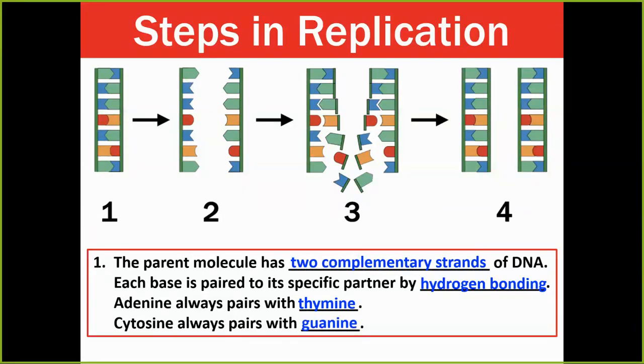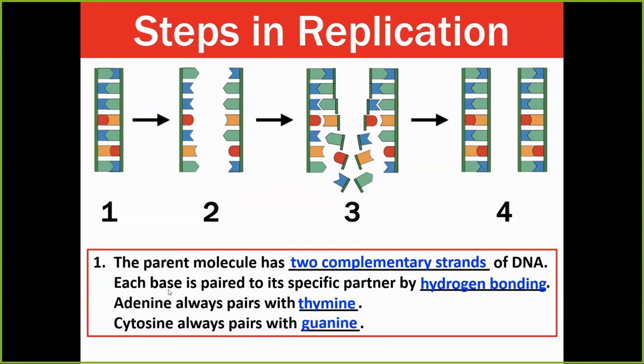There are more than four, but if you want to break it down into the simplest thing possible, we can say that there are four steps in replication. Step one, my parent molecule. Step one is right here in the diagram, and it's also available in your notes. We have our parent molecule, two complementary strands of DNA, and each is paired with a specific partner by hydrogen bonding.